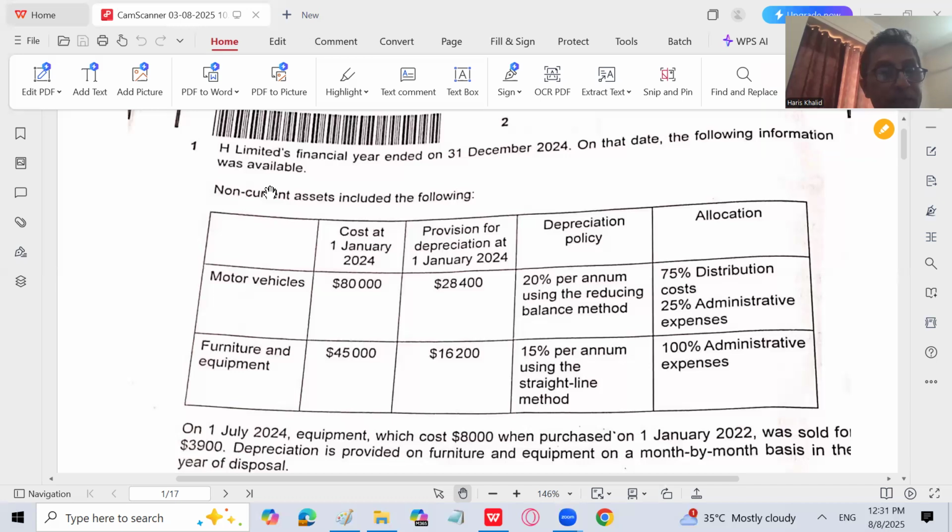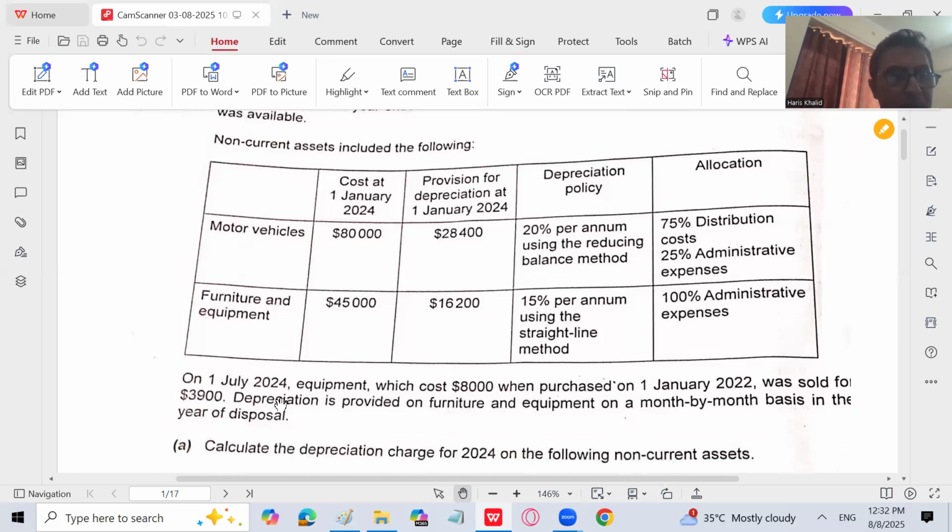Non-current assets included the following: motor vehicle 80,000, with 28,400 as the provision for depreciation. Depreciation policy is 20% per annum using the reducing balance method. Allocation is 75% distribution cost, 25% admin expenses. Furniture and equipment, cost $45,000, with 16,200 accumulated depreciation. Depreciation is 15% per annum using the straight line method, 100% to admin expenses. On 1st July 2024, equipment which cost 8,000 was sold, having been purchased on 1st January 2022.